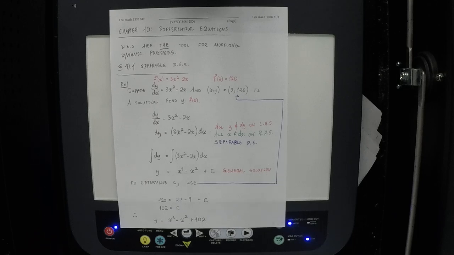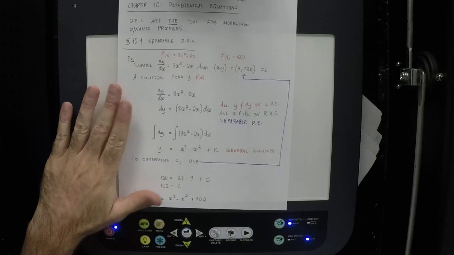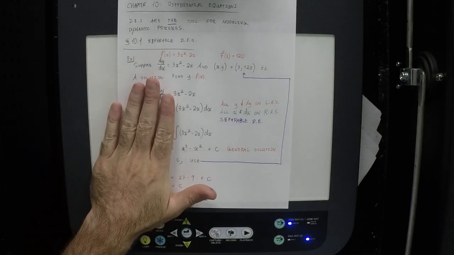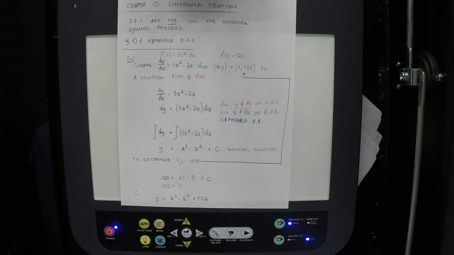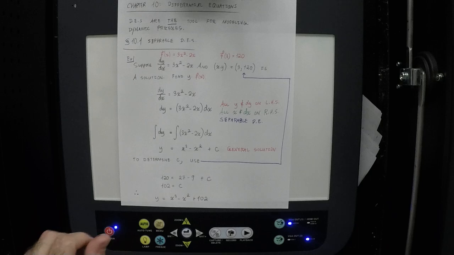Okay. So now, these are too easy. We're going to deal with more complicated versions of this. But this is the general idea. Somehow we're going to deal with some derivative stuff, and somehow we're going to be able to separate the x's from the y's, and then anti-differentiate. Okay.